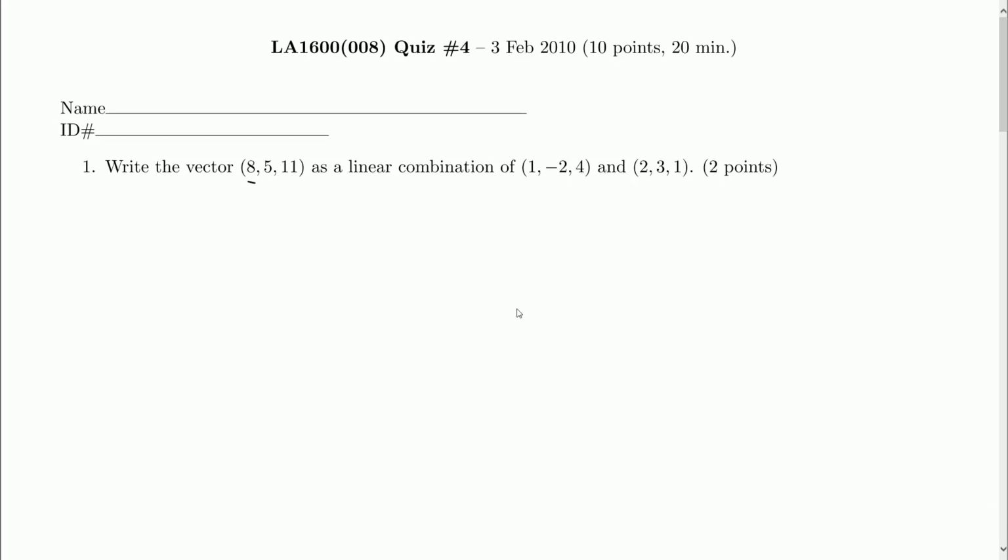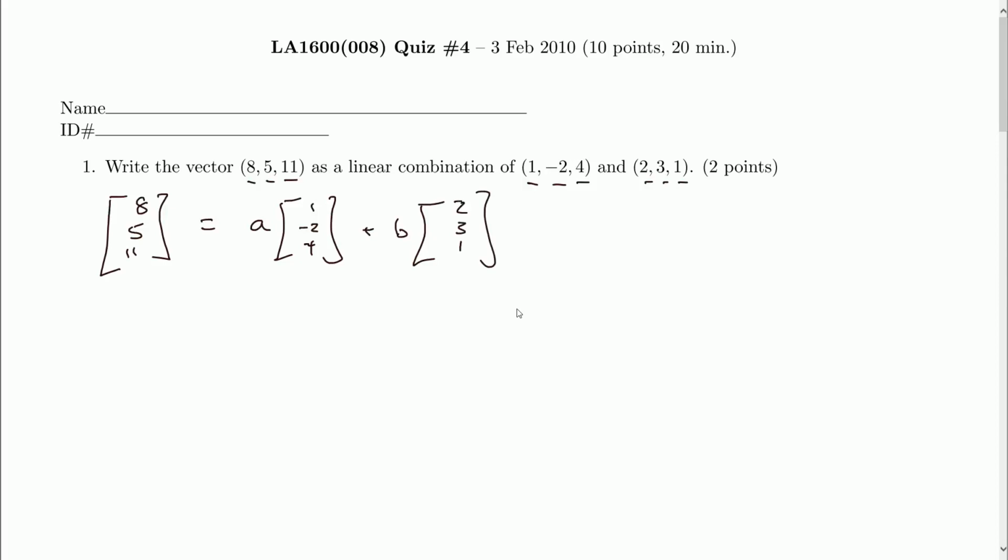Write the vector 8, 5, 11 as a linear combination of 1, negative 2, 4, and 2, 3, 1. Okay. So how am I going to make them a linear combination? Well, what does it mean to be a linear combination? It means I can find scalars, a and b, that satisfy this equation here. Okay. Now, one thing we could do is turn this into a system, make a, b sort of a solution vector, and get a system of equations, and that's fine too.